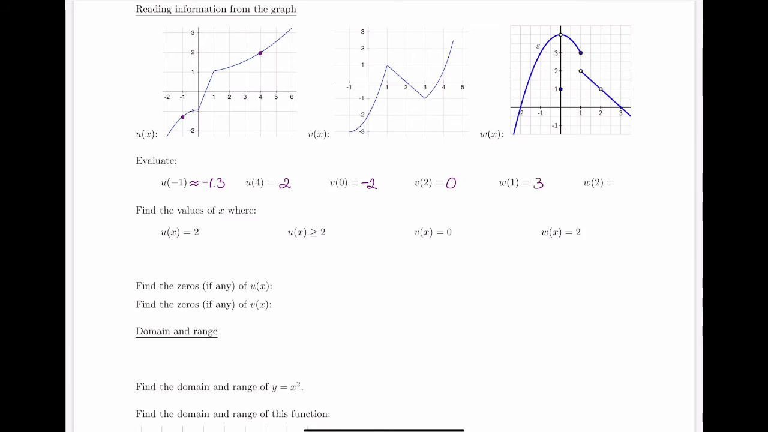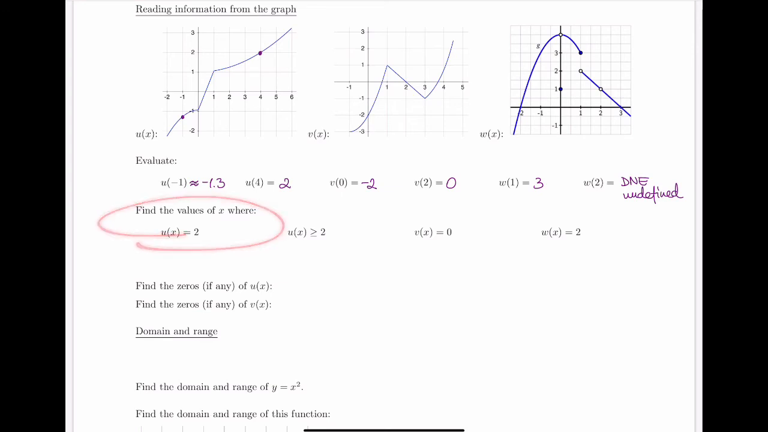And then finally, w of 2, which is of course the x value right here. If I look up and down, I notice that there's only one spot that I'm even close to, but it's a hollow circle, which means that the function is not defined there. So w of 2 does not exist or is undefined.